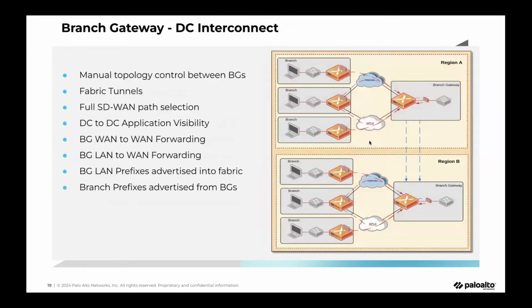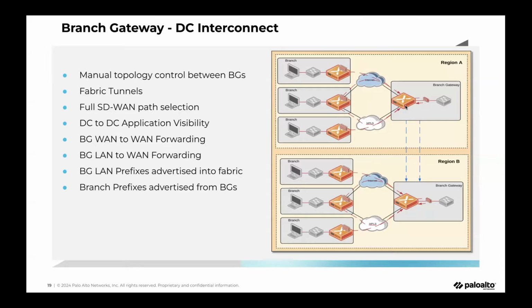The other use case is a DC interconnect. Let's say we have two different regions and two data centers. So the customer can have manual topology control between those two branch gateways. With the branch gateway between two data centers, we will now have fabric tunnels, and full SD-WAN path selection will be taken care of with the policy configuration on those branch gateways.